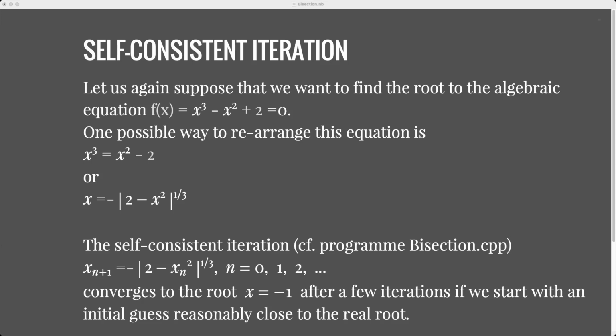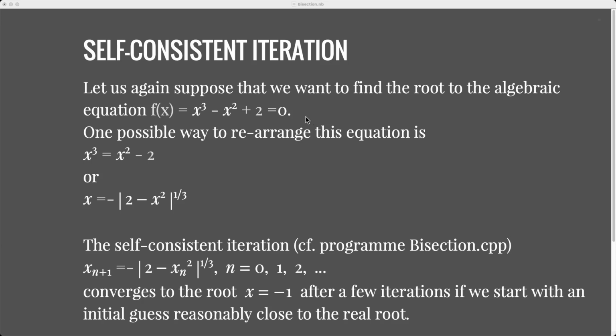Now let's talk about the self-consistent iteration method. So let's again suppose that we want to find the root to the algebraic equation f of x, which is x cubed minus x squared plus 2 equals 0. So we want to find the root of this function f of x. We want to find solutions to the equation f of x equals 0.